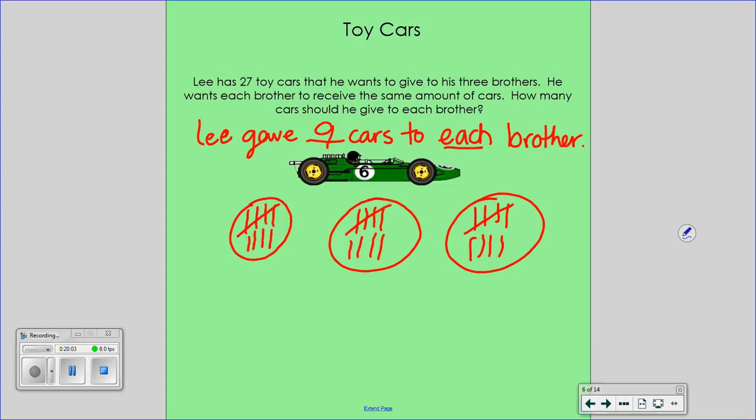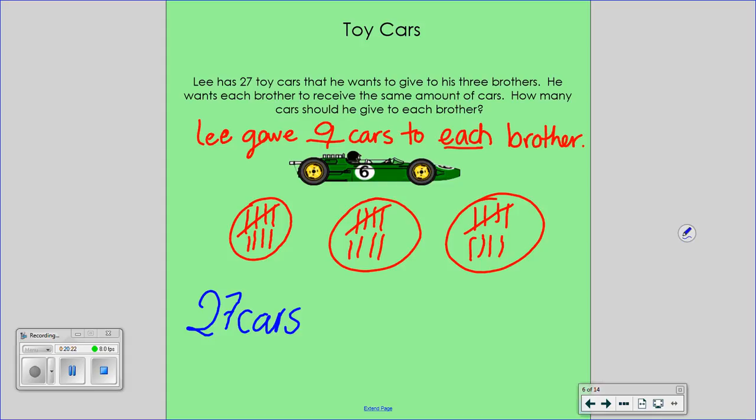Aiden? 27 divided by 2. Nope, I need a unit. It is not just random stuff. 27 cars. 27 cars. Go ahead and write this too.